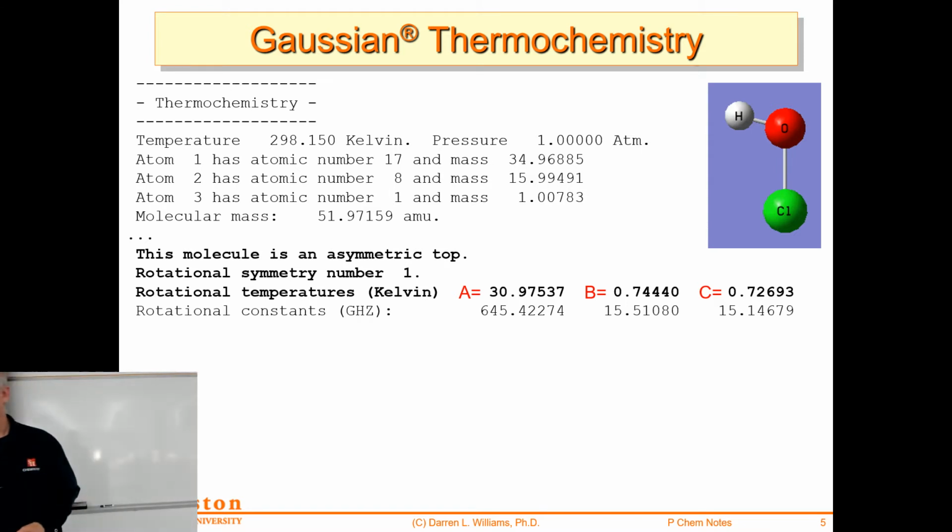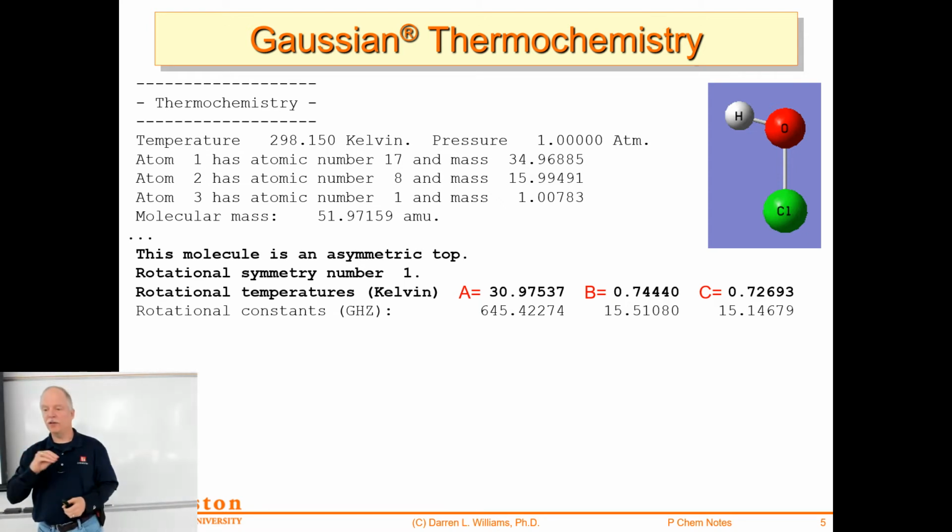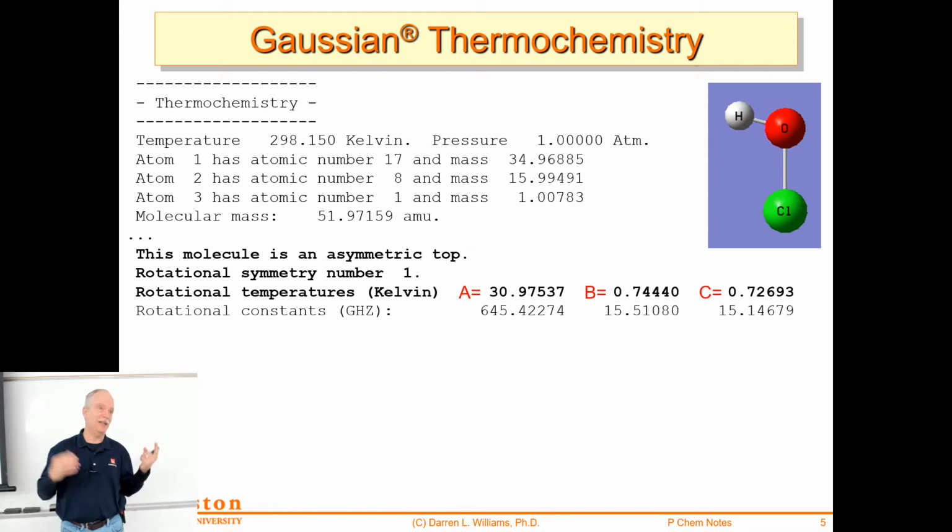And so then the next section, it talks about the molecule being an asymmetric top. It tells us the rotational symmetry number, which we'll see in a minute where that goes. And then it gives us the rotational temperatures and the rotational constants. So it calculates those for you, and that's kind of nice. But look at the units that it gives us.